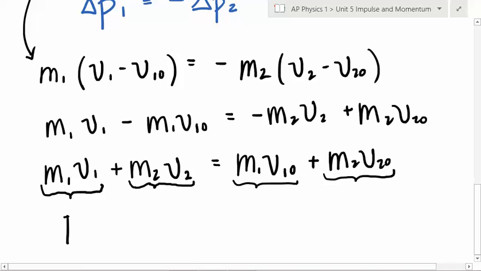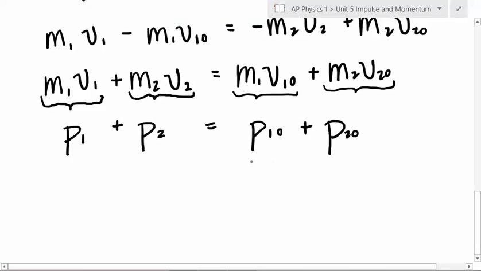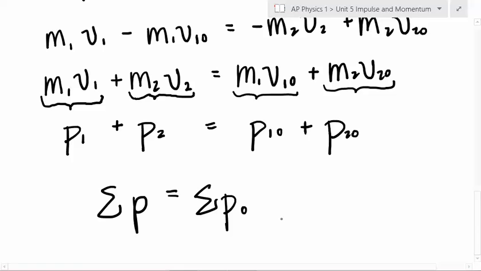So this would be p1 plus p2 is equal to p1 initial plus p2 initial. When you add things together, what's the fancy word for adding things together? Sum. Yes. So the sum of the final momentum is equal to the sum of the initial momentum. So during the collision, the initial momentum is equal to the final momentum. It is the same. There is no change.